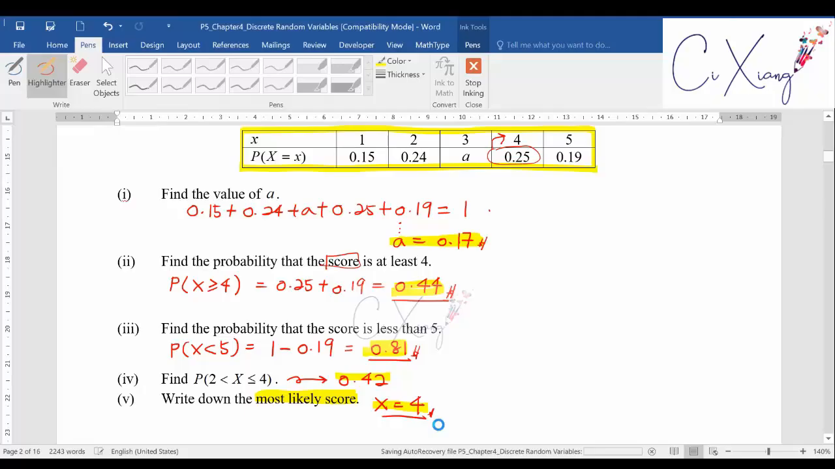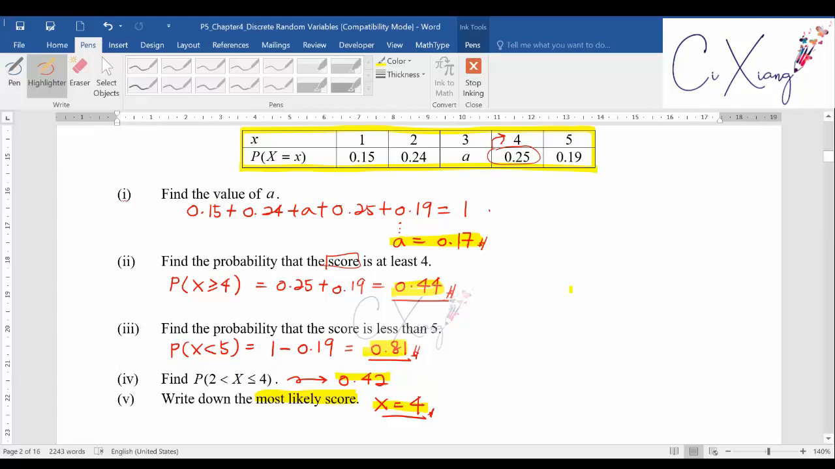Alright, so this example is generally very simple. They will not ask you in the exam because it is too simple. They already give you the probability distribution table. So this example is mainly for your understanding about the table, and also the simple question that they might ask. Alright?